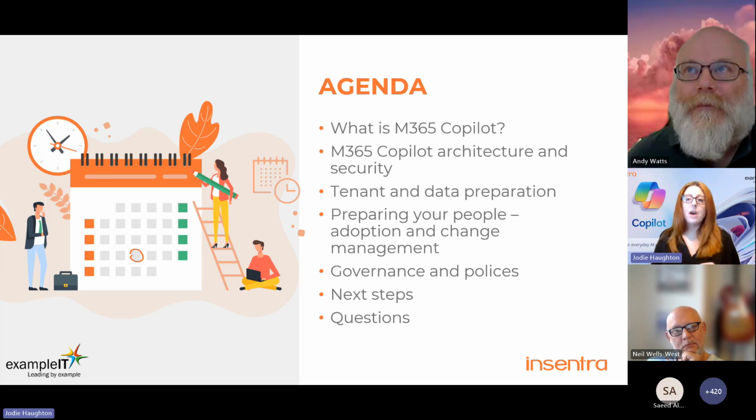We are going to start with a brief overview of what is Copilot for Microsoft 365. We're going to have a little look at some of the architecture and the foundational security that Microsoft has built into the tool. And then we're going to start talking about what you need to do to prepare your Microsoft tenant and your data in order to be ready for Copilot for Microsoft 365.